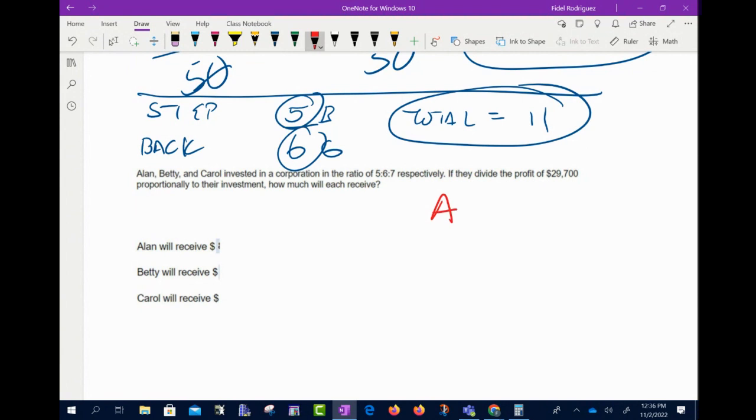So when I'm doing this one here, y'all, this is how I would do it. We have 3 folks. We have Alan, we have Betty, and we have Carol, okay? So the way I'm going to write these things out, I know Alan is a 5, Betty's a 6, and Carol is a 7. But what's the total? The total just means add them all up. So 5 and 6 is 11, 7 more is 18, okay?